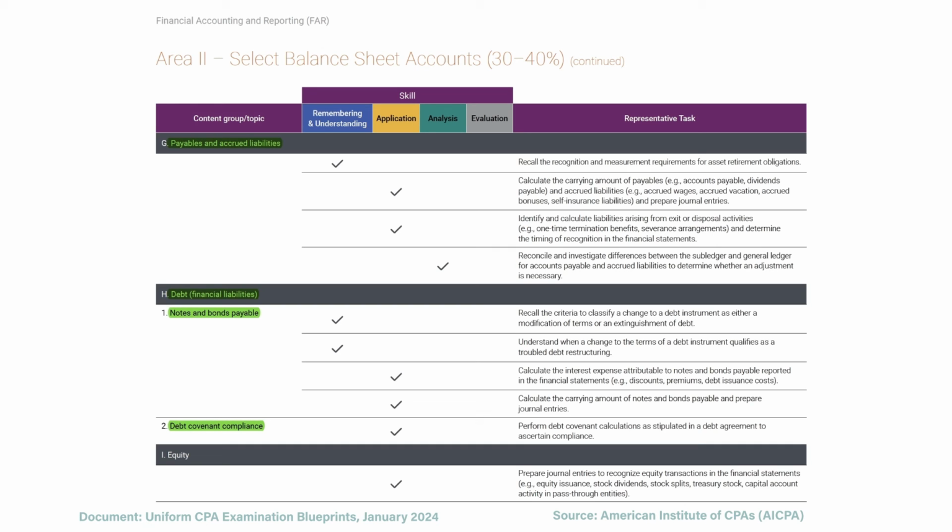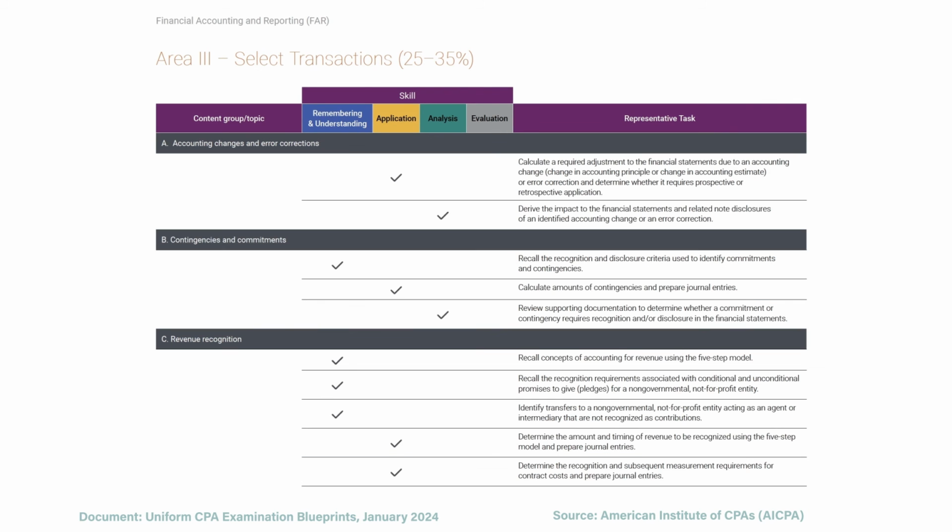From there, we have the equity accounts. So we need to know the journal entries for all different types of equity accounts. When we issue stock, when we have stock dividends, stock splits, when we buy back treasury stock, and when we have capital account activity.